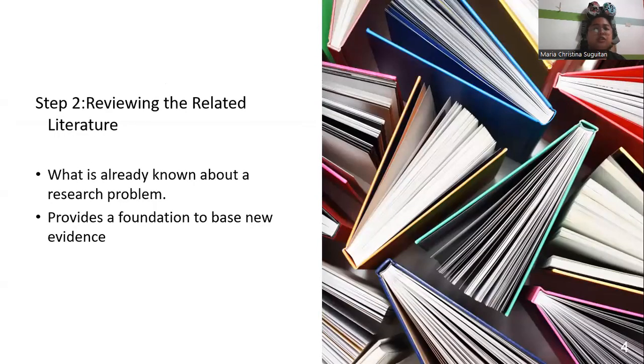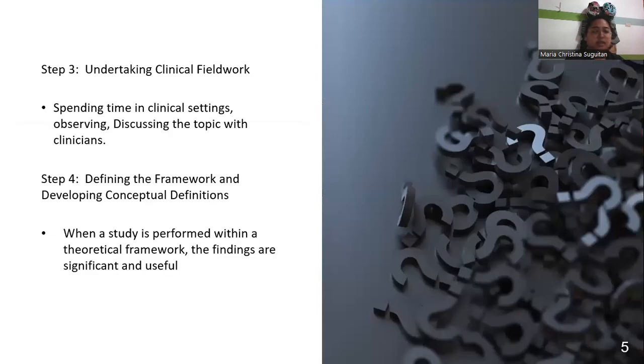And then look for the review, RRL, review of related literature, reviewing the related literature. Paulit-ulit ko nang in-explain what is already known about the research problem. Provides a foundation to base new evidence. Gagamitin siya as basis to your new evidences. Kasi kayo ang gagawa ng bagong ebidensya para sa research na yan. That's step 2.